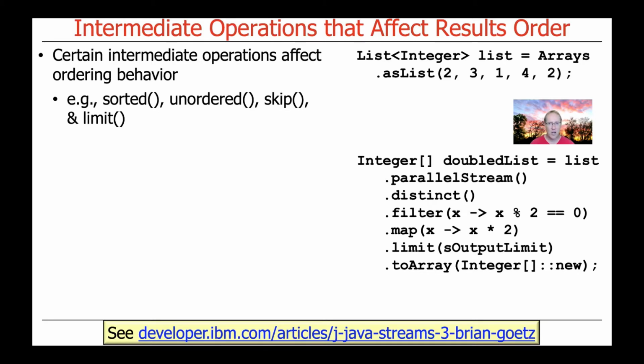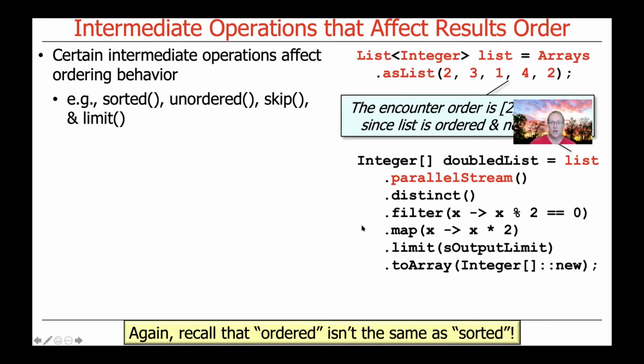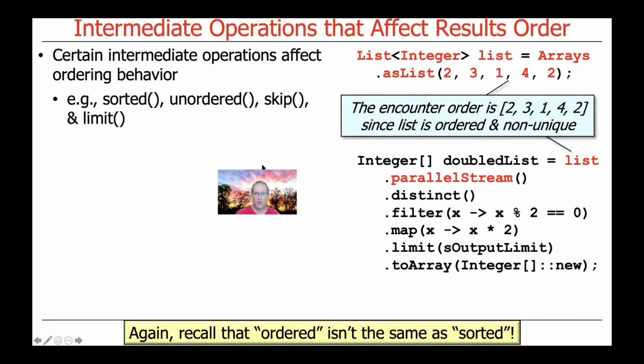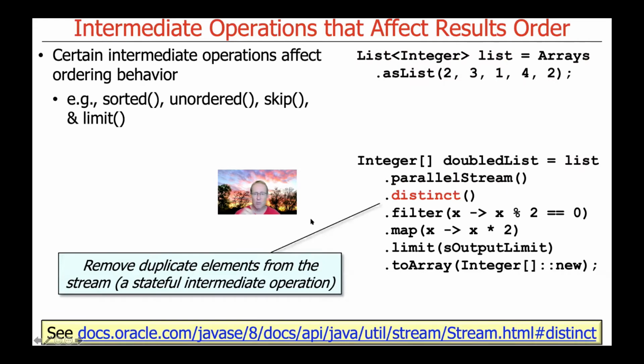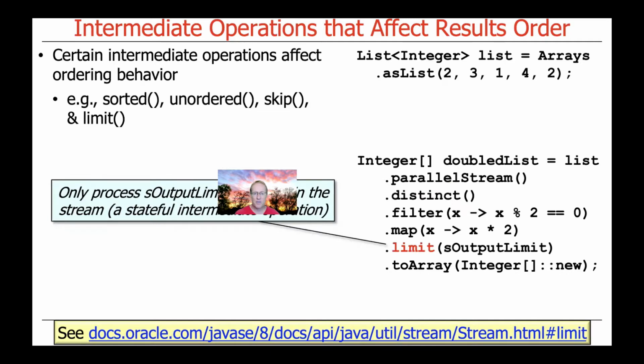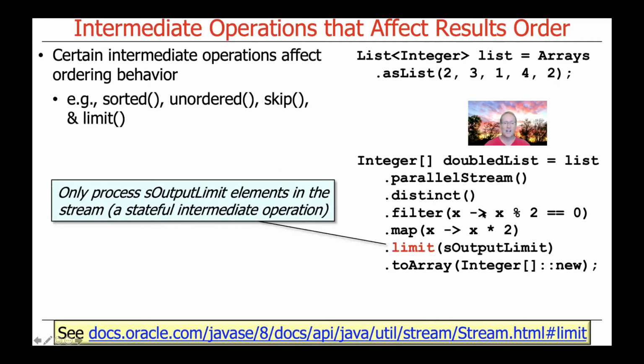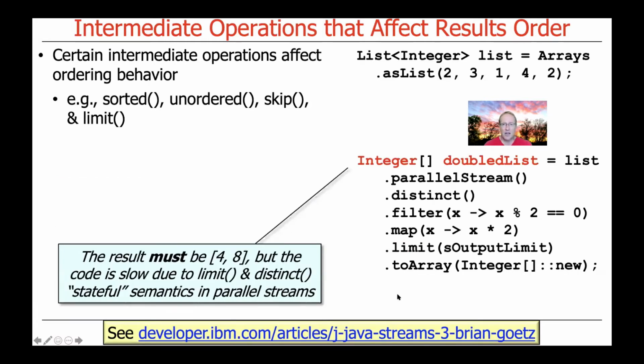So we're going to get no duplicates, and we're going to limit ourselves to just the first number of elements that we have here. So the encounter order, of course, is 2, 3, 1, 4, 2. And then we go ahead and remove any duplicates by using distinct, which is this stateful intermediate operation. And then we also use limit, as I talked about before, which is another stateful intermediate operation. So there's a couple of different things we're showing here. Now, the results of this particular computation are going to be 4 and 8.